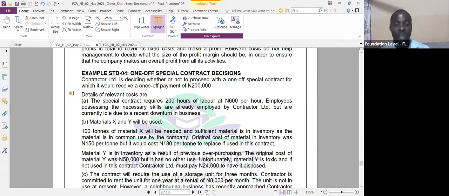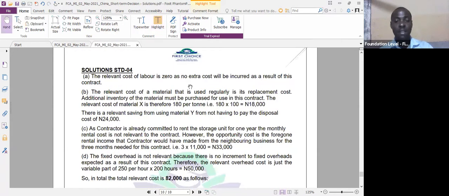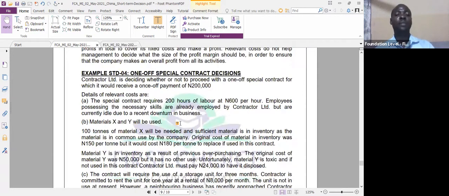Now, are you going to pay them again, different from their salary, when they are using their idle time to do this special contract? Of course not. That means the relevant cost for that is zero. As we can see here, the relevant cost is zero. Okay, so we look at the next one.